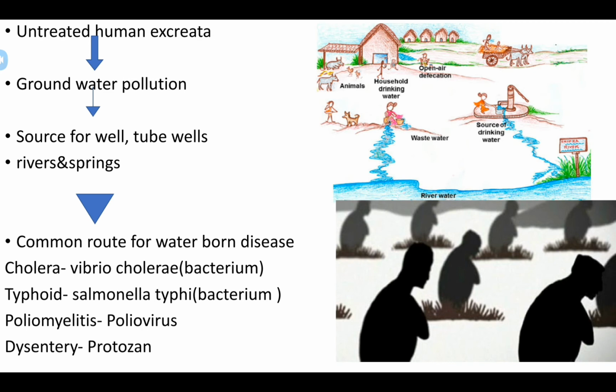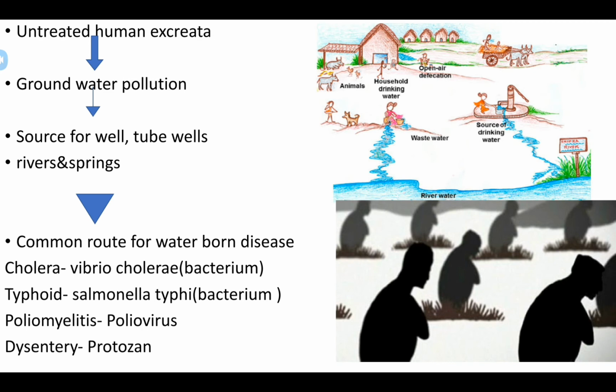So what are the common waterborne diseases? Cholera. The disease-causing microorganism is Vibrio cholerae, that is a bacterium. Then typhoid is one more waterborne disease, caused by Salmonella typhi, which is also a bacterial disease. Polio virus causes poliomyelitis, generally we use the term polio. And dysentery, which we already learnt in lesson number 2, causes watery stools because of protozoa.